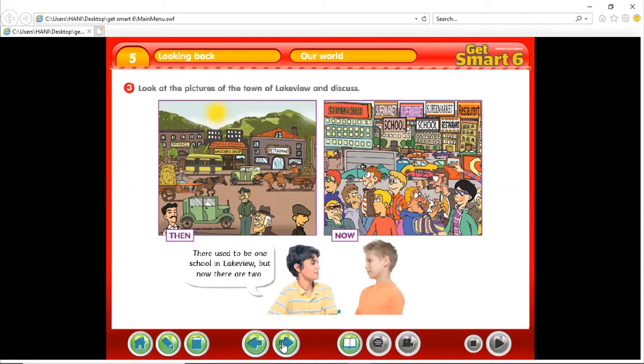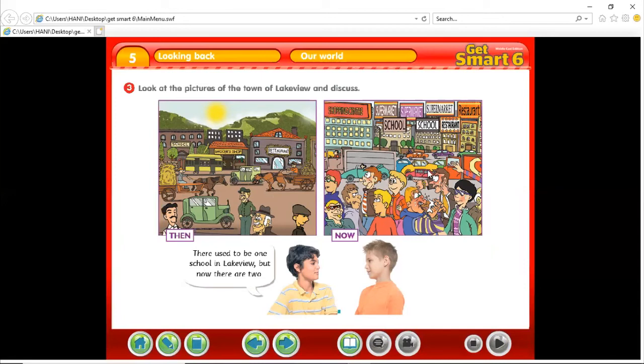Okay, exercise number 3. Look at the pictures of the town of Lake View and discuss. It's very clear. If you look at these pictures, if I ask you, which picture was taken in the past time? The one to the right or the one to the left? The old picture, where is it? Yes, the one to the left. From the means of transport, from the number of houses or buildings, and kinds of transport, they use horses here, and here cars, modern and fast cars, many people, as you can see, many buildings. So this is the city in the past and this is the city at present time, or now.